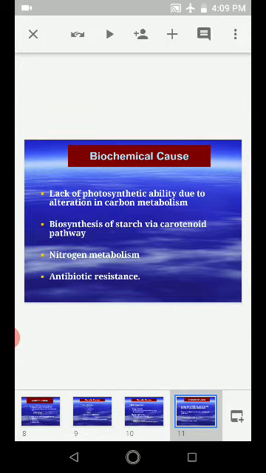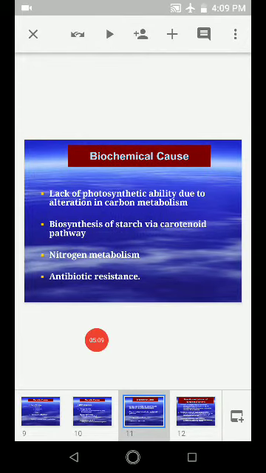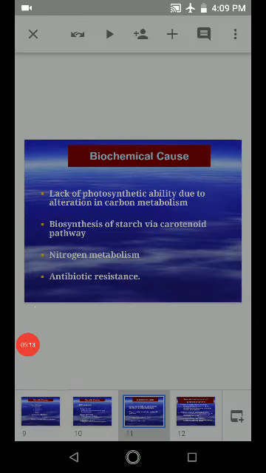Then there is biosynthesis of starch via the carotenoid pathway, nitrogen metabolites, and antibiotic resistance, and the antibiotics which are used for tissue culture. The remaining causes will be discussed in the next video.